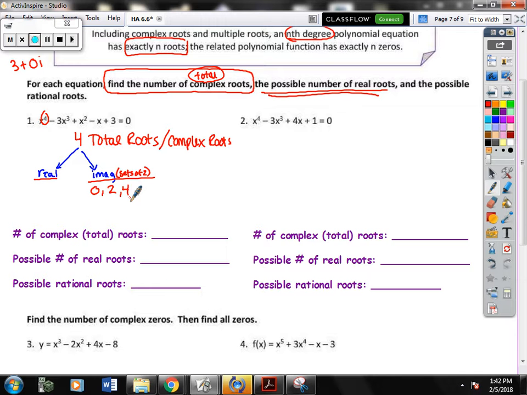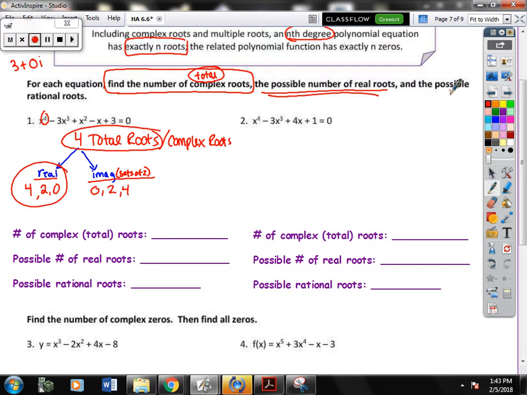Now, to figure out the real, these have to add together to get us back to 4. So if I have 0 imaginary roots, that means I would have 4 real roots. If I have 2 imaginary roots, 4 minus 2 means I'd have 2 real roots. If I had 4 imaginary roots out of 4 total, that means I'd have 0 real. So this is the answer: 0, 2, 4. That's part 2 of the question.